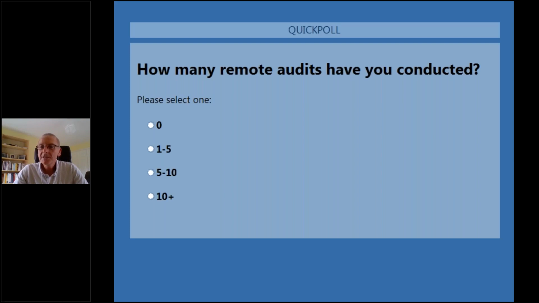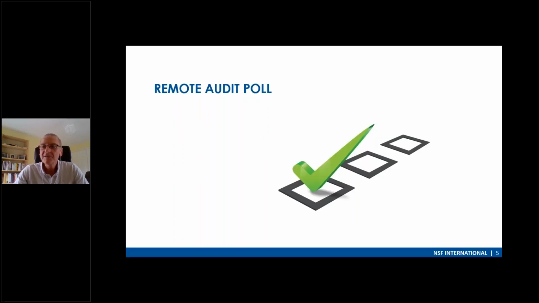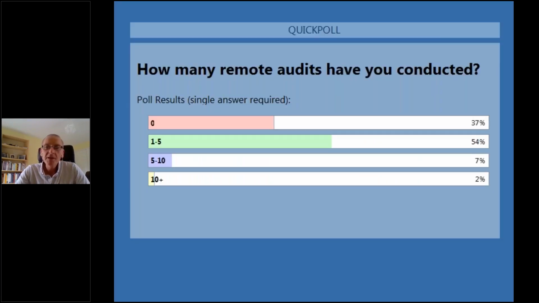And what we can see, if I share the results of the poll, is that the majority of the participants today have either had a small number of remote audits that they've either conducted or been subjected to, or none at all, so fairly new to this subject. And then we have a few individuals, so 2% have had 10 or more, so a lot of expertise in this area. So that's really great to see. Thank you very much for sharing that information with us.